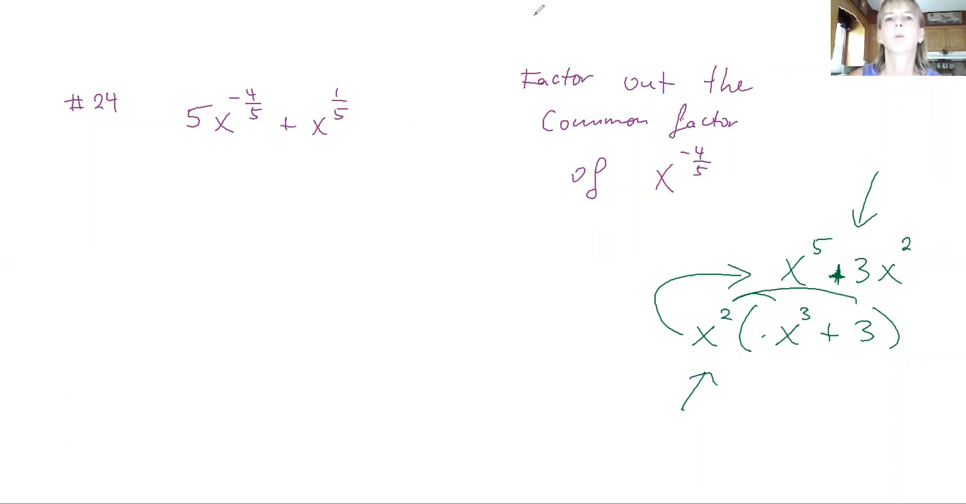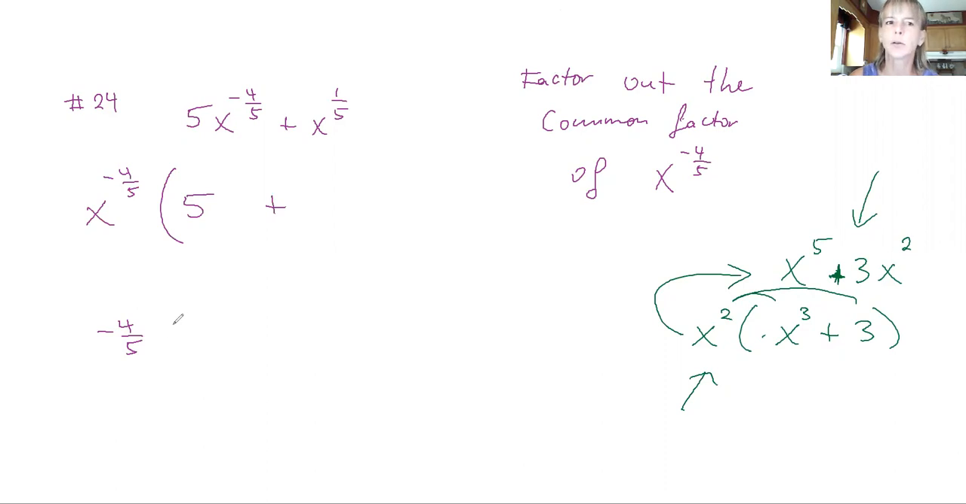So it's asking us to pull out the common factor. It's telling us what to pull, so that's not really that hard here. We're going to pull x to the negative 4/5, and we're going to say x to the negative 4/5 times what is 5x to the negative 4/5? Well, just the 5. Then we have a plus. This one is a little more interesting. x to the negative 4/5 times what is x to the 1/5? So I have to play with this for just a minute.